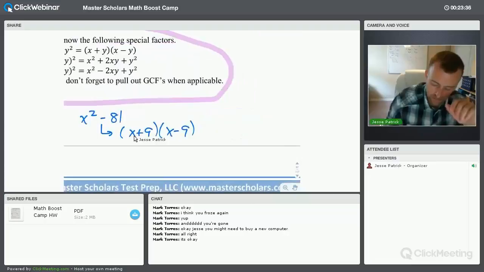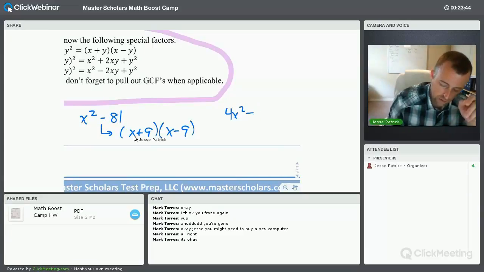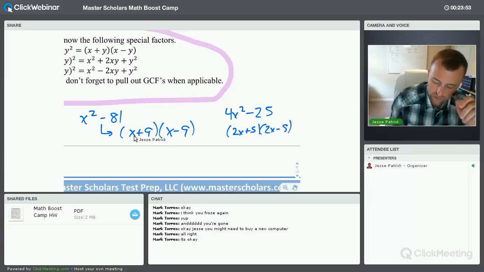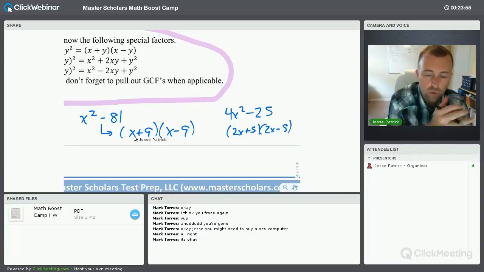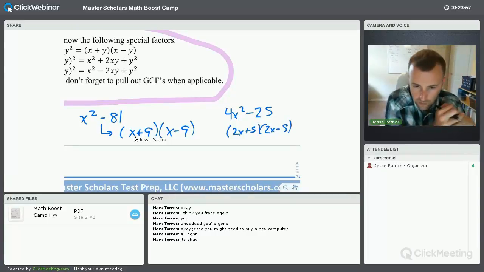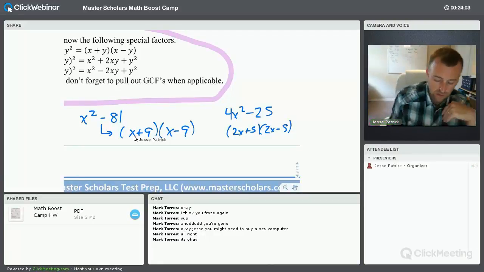If you see 4x squared minus 36. Actually, I don't want to use that one because you can GCF that. Like 4x squared minus 25, you should know that's 2x plus 5, 2x minus 5. It's a difference of squares. Anytime you see two terms being subtracted from each other and it's a quadratic function, you're going to use that difference of squares. We'll do a couple examples of those in just a second.